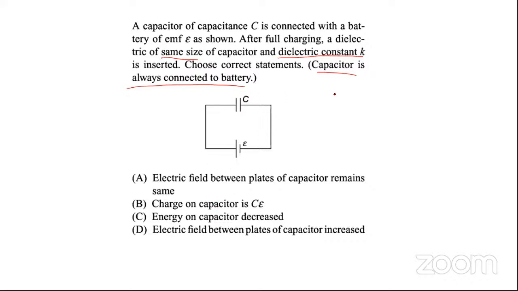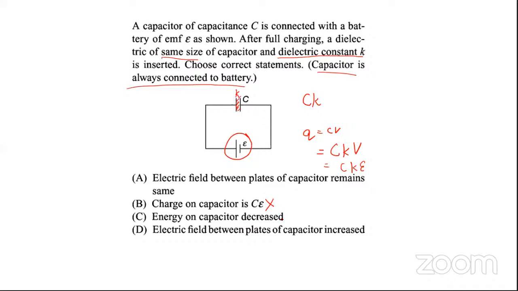When the dielectric is inserted inside this capacitor and its dielectric constant is given as K, the new capacitance will become CK. Then the charge on the capacitor, we know that Q equals CV, so the new charge will become CK into V. Because the battery is not removed, it will supply extra charges. V over here is epsilon, so this will become CK epsilon and not C epsilon.